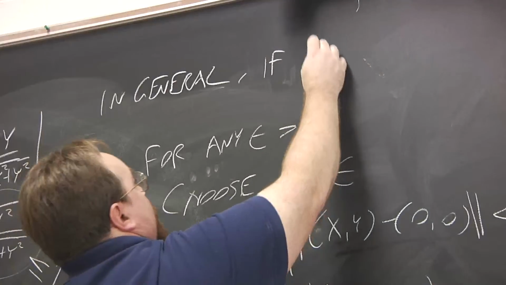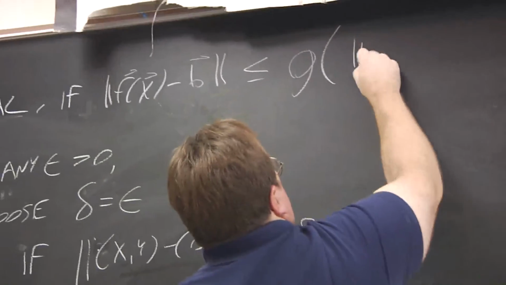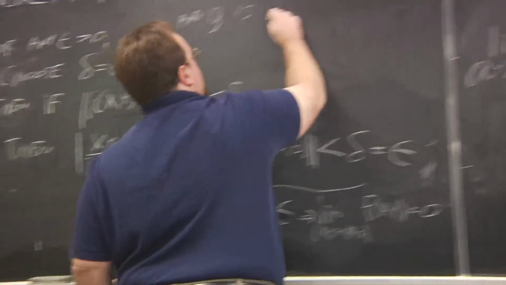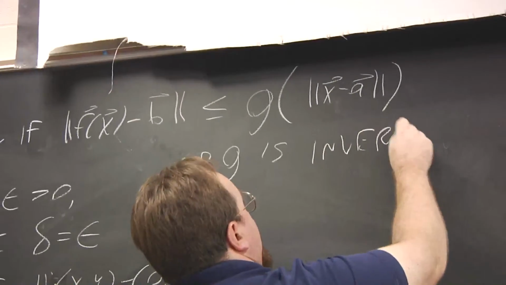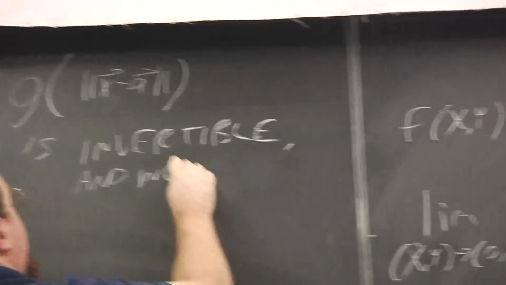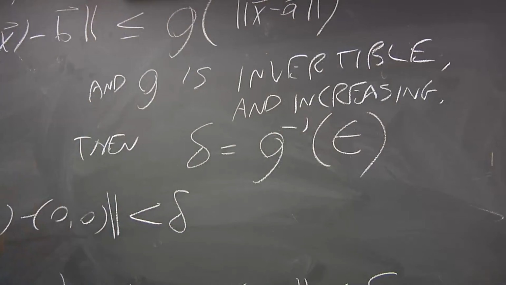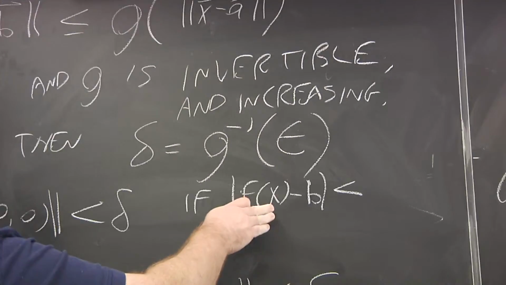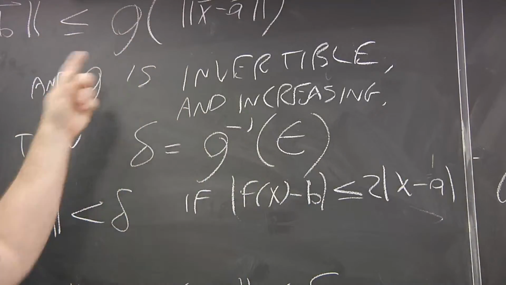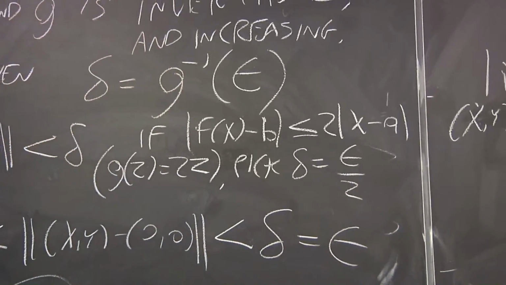So in general, if what you find is that the distance between y's is bounded by some function g of the distance in x's, so if you have a more complicated relationship between them than what we had here, and g is a function of one variable because its magnitude is just a number, then g has to be a function that has an inverse, and it has to be an increasing function. Then what will always work, guaranteed, is that you can choose delta to be equal to g inverse of epsilon. So for example, if you find that this distance between y values is less than or equal to 2 times this distance, so g of z would be 2z, then you can pick delta to be equal to epsilon over 2, the inverse relationship, and that will work.